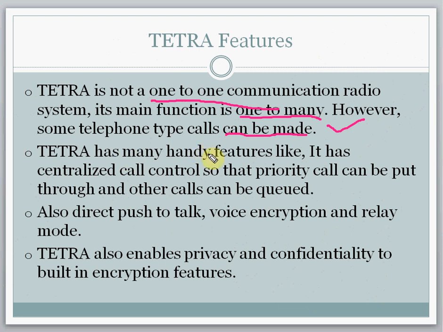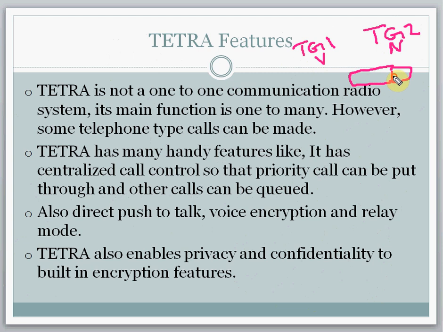Tetra has many handy features. Like it has centralized call control so that the priority call can be put first. Means in this point I am saying Tetra is a centralized call processing center. For example, if there are two talk groups, I will write here, talk group 1 and talk group 2. This is two talk groups. And this is a very important talk group, and this is a normal talk group. And we have only one channel. Example, here we have channels 1, 2 and 3, and 1 is the control channel. This channel is busy, this channel is busy. Only one channel is available.